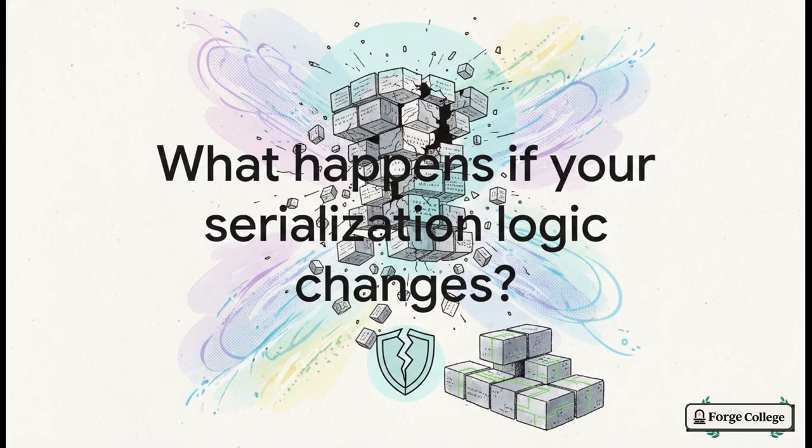So, what does this all mean? I'll leave you with this provocative thought. If your serialization logic or your hash function changes tomorrow, what happens to every existing Merkle root and inclusion proof you've already built? Spoiler alert, they all become instantly invalid. The whole system breaks. That's exactly why we spent this time building a rock-solid, completely deterministic foundation today.